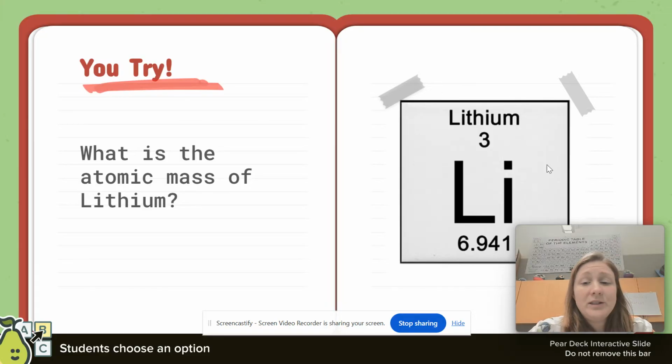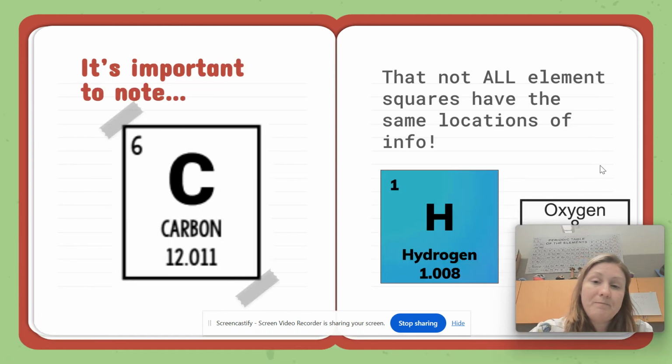So this one's asking, what is the mass of lithium? It is the number that is not whole. It is the decimal, so 6.941. It is important to note, as I've been mentioning throughout this, that depending on the periodic table you look at, you're going to see element squares that have these same bits of information. They're just rearranged in the square.